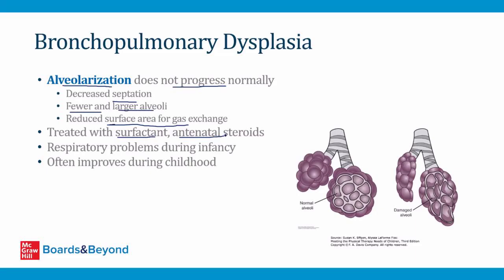The issue with bronchopulmonary dysplasia is after babies progress out of the NICU, later in life they can have respiratory problems during infancy because of the dysplasia. It often improves during childhood, and many children will eventually outgrow it, but babies who are born prematurely can have early in childhood respiratory issues, and that's because of bronchopulmonary dysplasia.